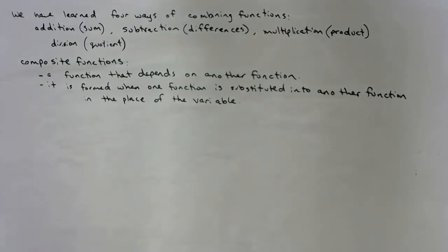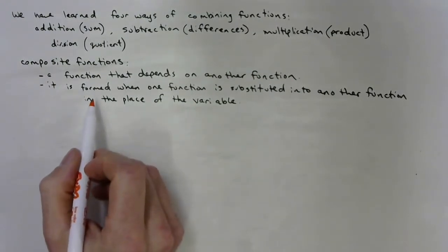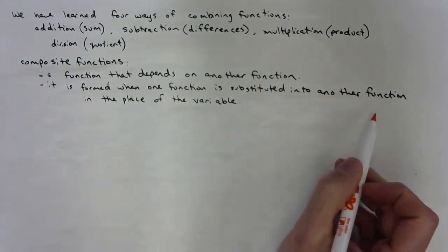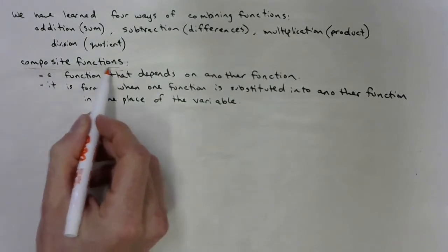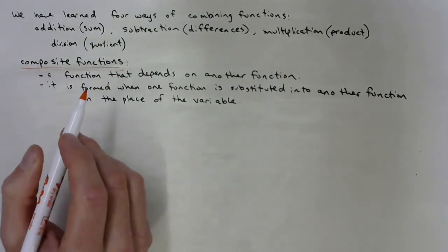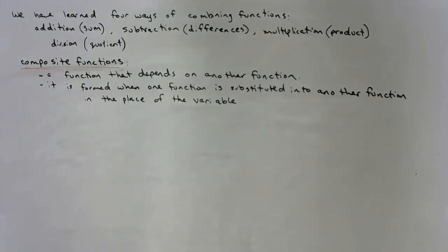It's a function that depends on another function. And what does that mean? Well, if you take a function and you put it inside another function where the variable is, then you have a composite function. Okay? So again, we'll break that down in a couple different ways. We'll give you some notation for it, and then a bunch of examples to think about.